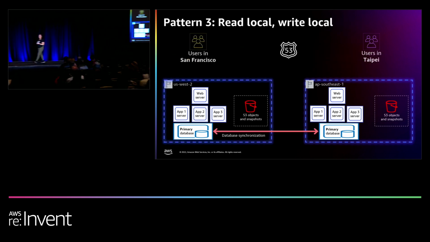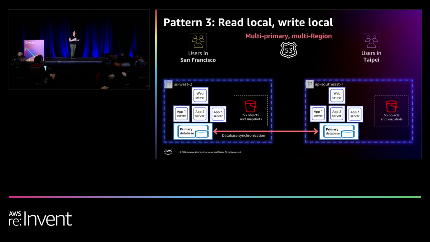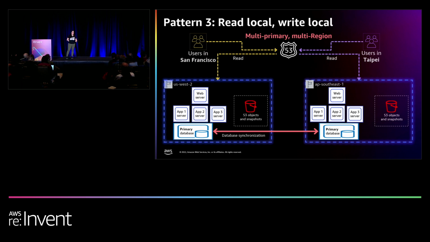The third pattern I want to show you is read local, write local. For that, you need a special type of database that has multi-primary, meaning that you can write everywhere. So here we have the users in San Francisco and the users in Taipei, and they both read from the closest one, and then they write to the closest one.